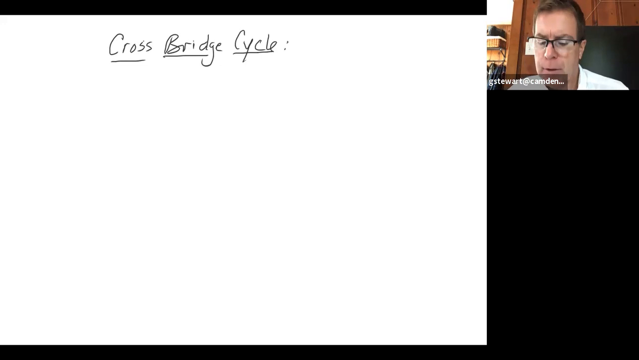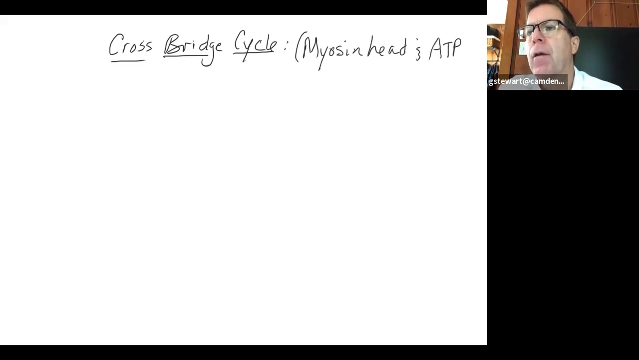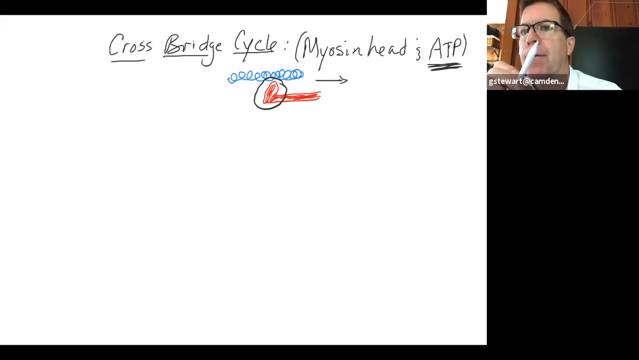This cross-bridge cycle, that's how it's titled in your book. Just think of this: the myosin head and ATP. Remember, I just told you at the end of that part of that story, the myosin molecule, this thing, reaches up and grabs actin and pulls it toward the M line. How this myosin molecule gets energy to do the pulling is from ATP. That's how it gets its energy.